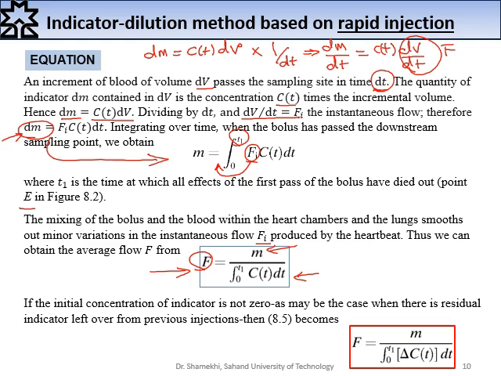If the initial concentration of indicator is not zero, as may be the case when there is residual indicator left over from the previous injection, then it becomes this equation. This is the final equation. We will use it because in some situations we have a non-zero value of C at the start of the calculation. Therefore, we should use delta Ct instead of Ct.